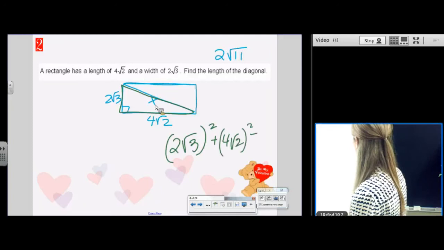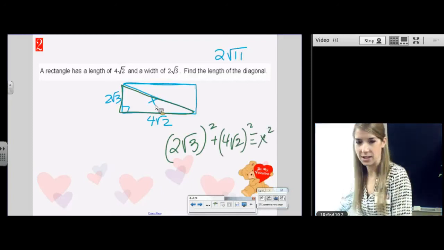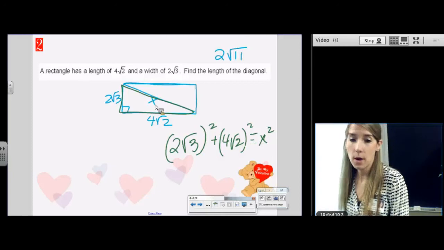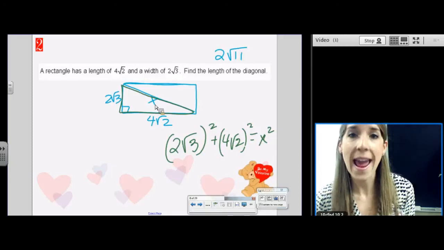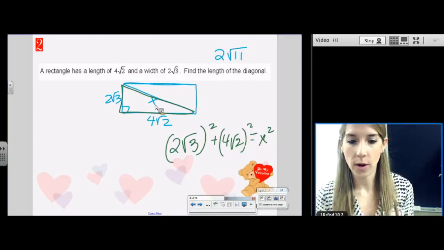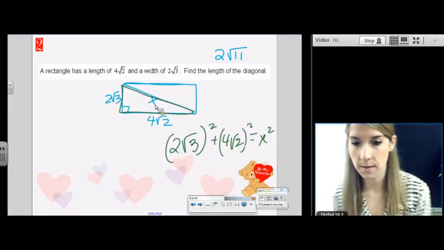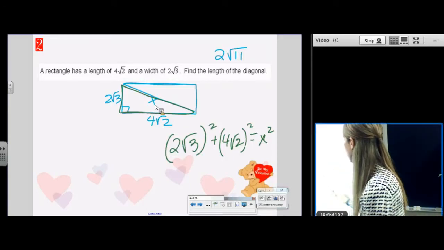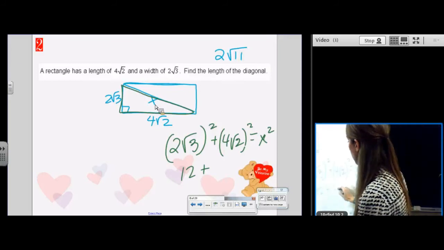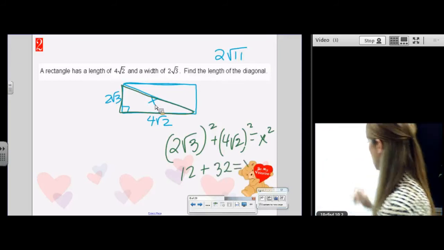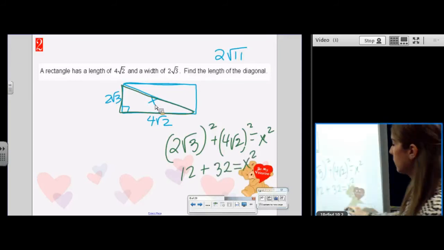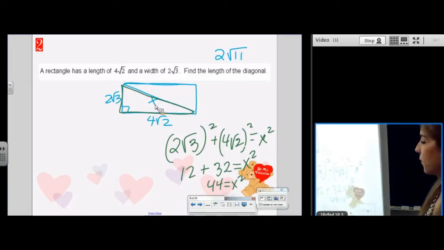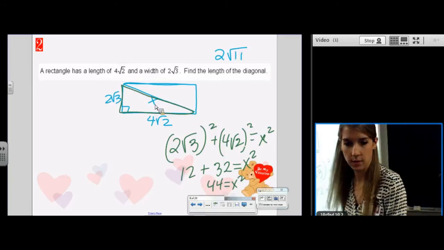One thing that people forget to do is they forget to square both of the parts. Square the 2 and square the root 3. Square the 4 and square the root 2. Okay? So what would we have? 4 times 3, this would be 12. 16 times 2, right? 32. 44 equals x squared. And then you factor tree the 44 and you get 2 root 11.